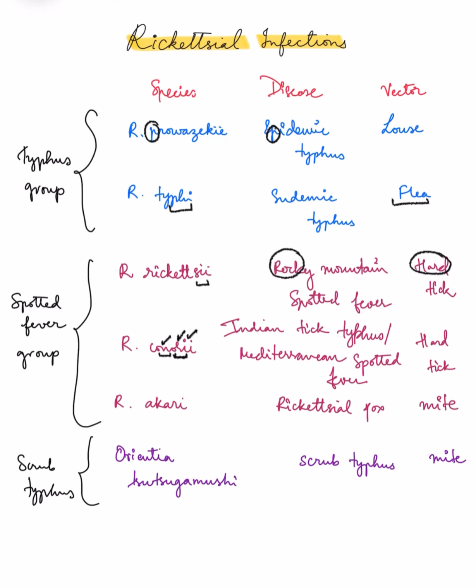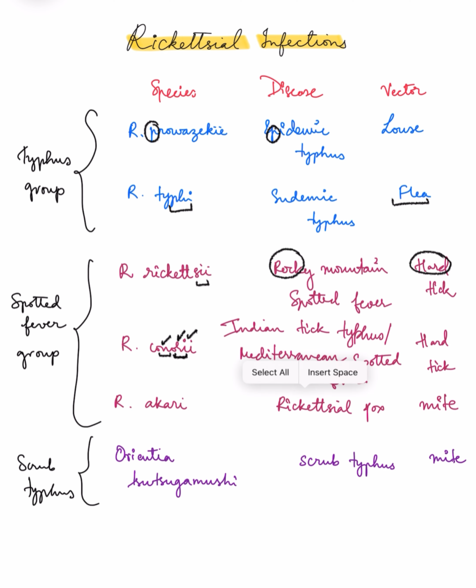In this video, we are going to learn about rickettsial infections, the species causing them, and the vectors transmitting those diseases. So there are three main groups of rickettsial infections: typhus group, spotted fever group, and scrub typhus group. In the typhus group, we have Rickettsia prowazekii and Rickettsia typhi.